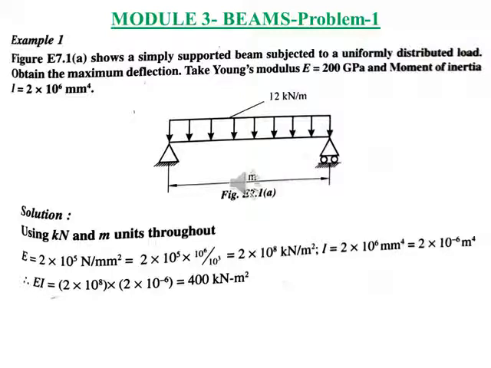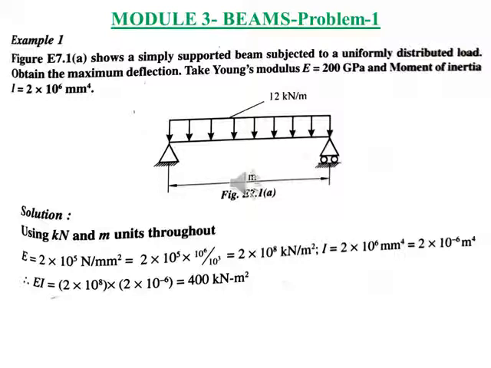So the figure shows a simply supported beam subjected to a uniformly distributed load, that is UDL. Obtain the maximum deflection. Consider Young's modulus as 200 gigapascal and moment of inertia I is 2 into 10 power 6 mm to the power 4.